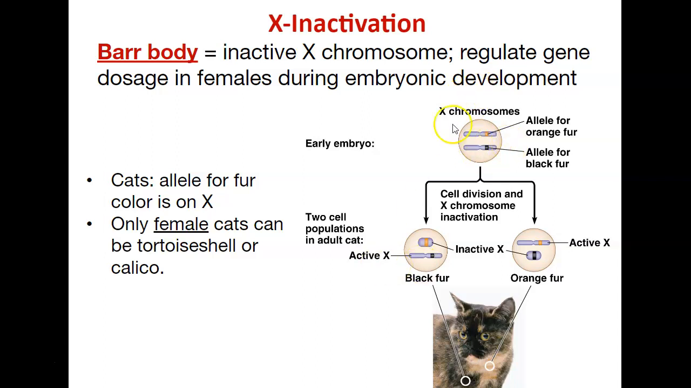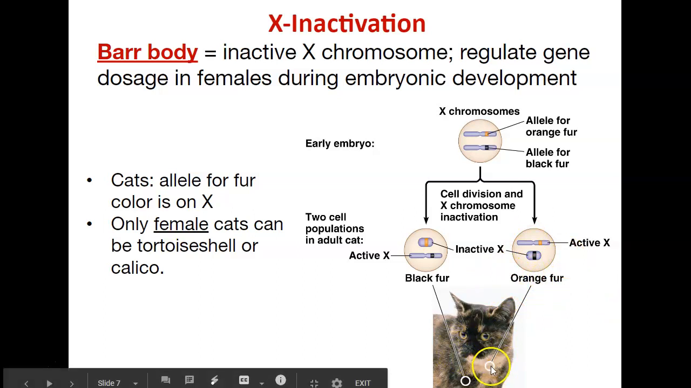So early in the embryo, it's kind of interesting. This is a cat example, and the allele for fur color is on the X. So a cat could inherit one version that has an allele for orange and one that has an allele for black. So as the cells are dividing, they randomly inactivate one of the X's. So in doing that, some of the cells are essentially inactivating the orange fur chromosome, and some of the cells are inactivating the black fur chromosome. And that is how we actually end up with calico cats or tortoiseshell.